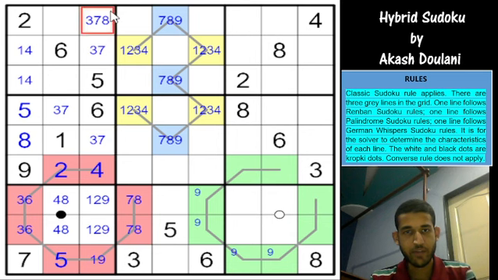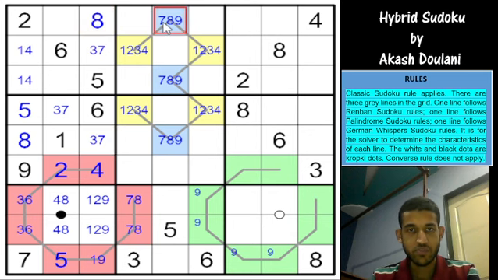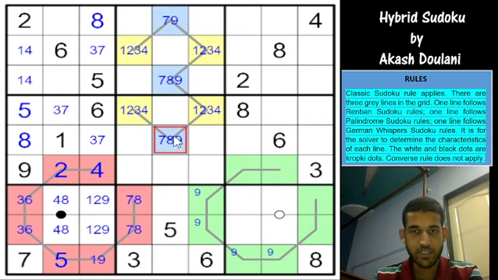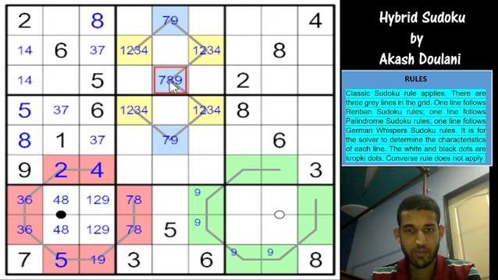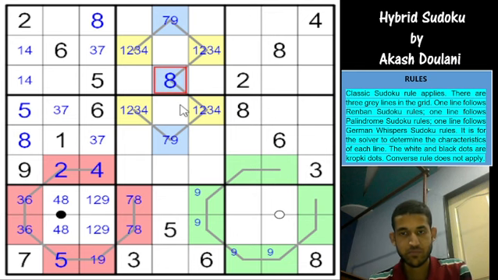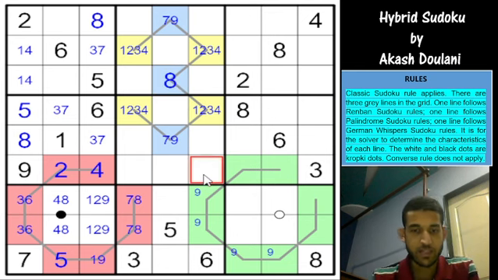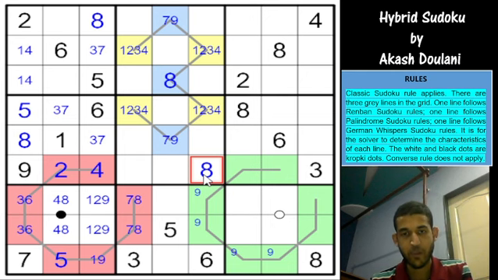And because you have 3, 7 here, that's not an 8. And you also have an 8 here, so that's not an 8. So that gives you a 7-9 pair, and which means this would have to be an 8. And I think we can place the final 8 in the grid now.